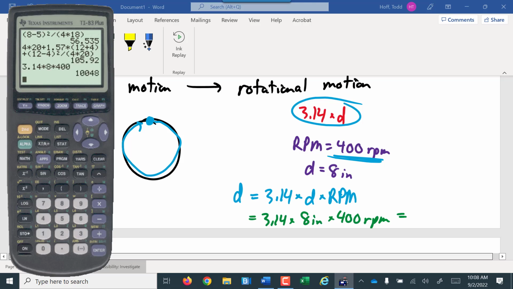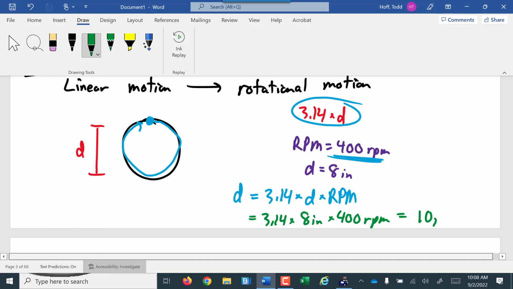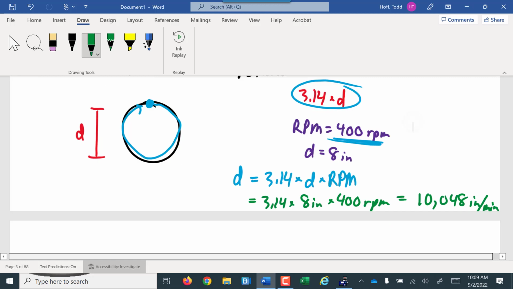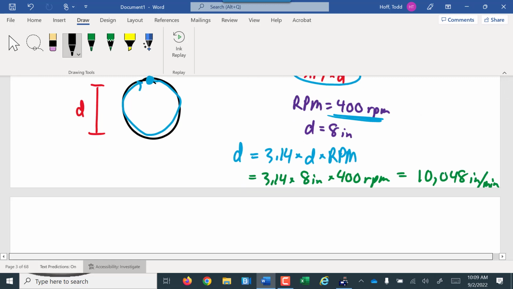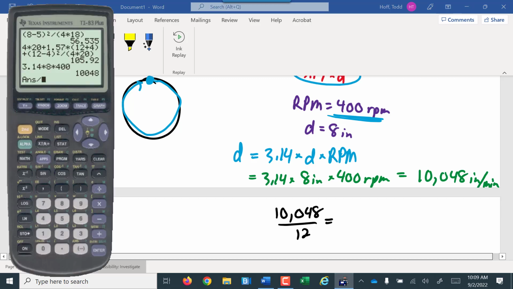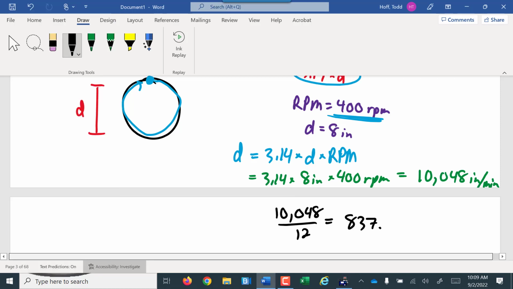So we get 10,048. Now that is inches, and of course RPMs is revolutions per minute, so that's inches per minute. Typically though, distance and linear speed is not measured in inches per minute, it's measured in feet per minute. We divide that by 12. It is 837.33 feet per minute.